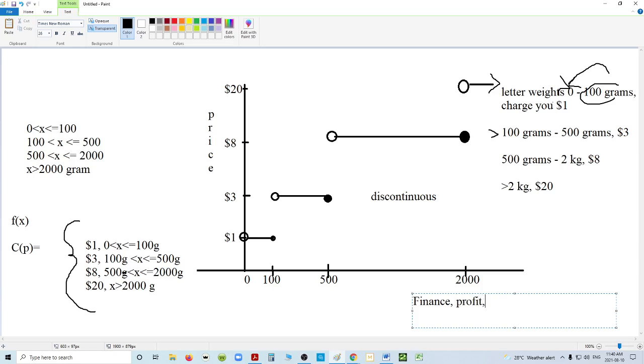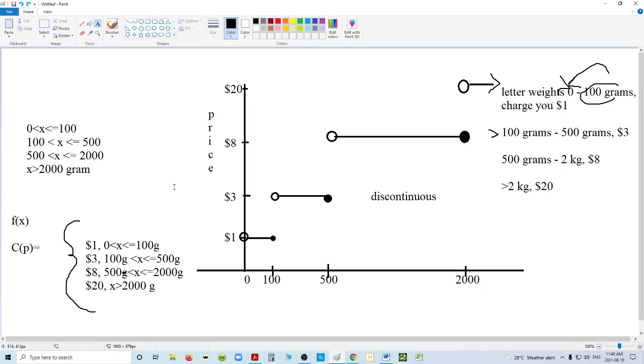profit, pricing. And it's surprisingly, business uses a lot of math to determine the best price they can price it at and make the best amount of money, sometimes to everybody's detriment when it comes to medicine. But anyway, this is the function there in piecewise.